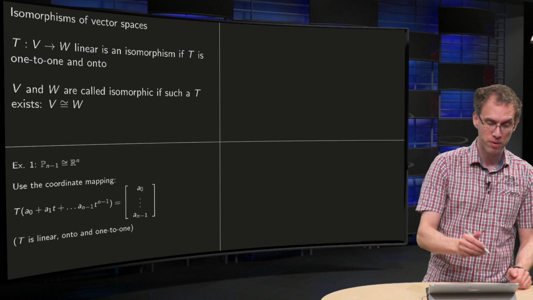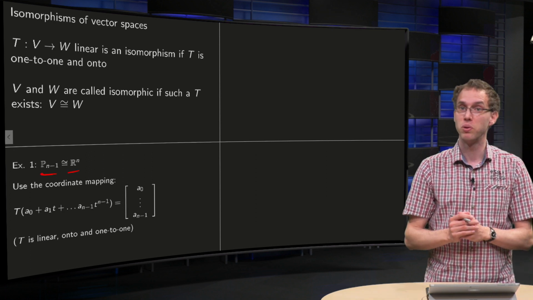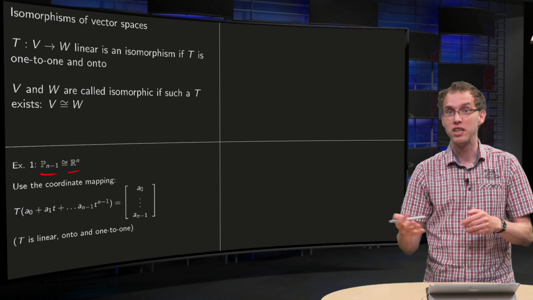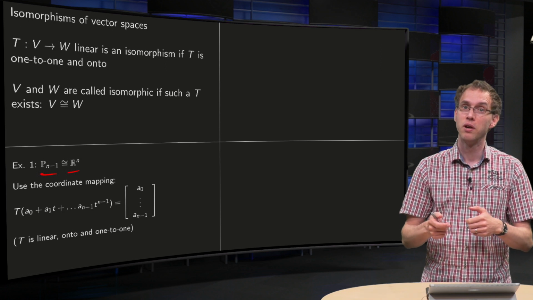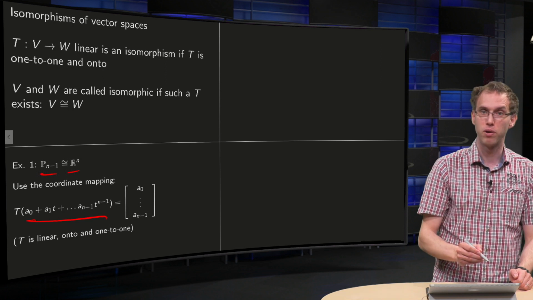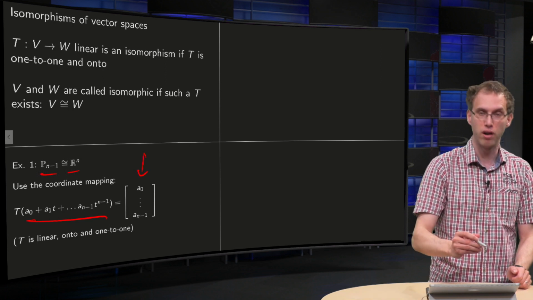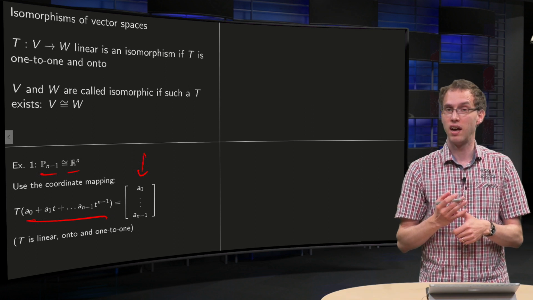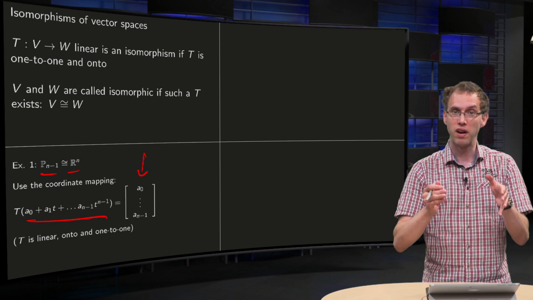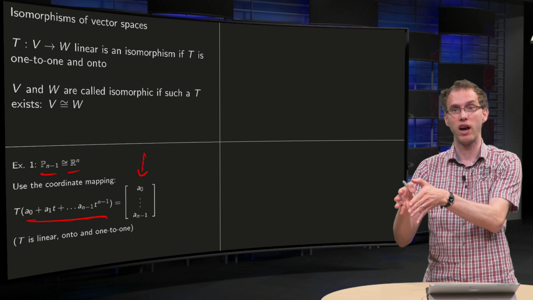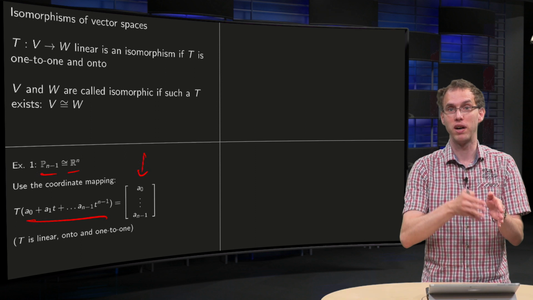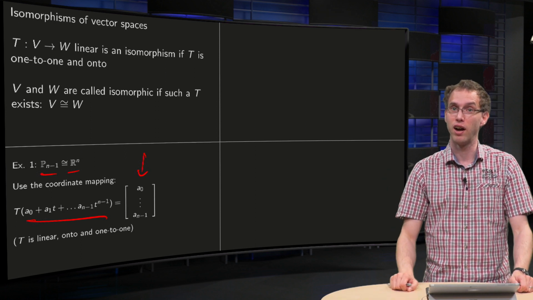So, for example, Pn minus 1 is isomorphic to Rn. So the polynomials with highest coefficient t to the power n minus 1 is isomorphic to Rn. Well, why is that? We can find this T in between them using the coordinate mapping. The T of this polynomial over here equals the coordinate vector over here. This mapping is linear, as you know. It's also onto and one-to-one, as we've seen before. So in this case we have a mapping between Pn minus 1 and Rn, which is linear, one-to-one and onto, which means that we have an isomorphism between Pn minus 1 and Rn. So Pn minus 1 and Rn are isomorphic, say the same.